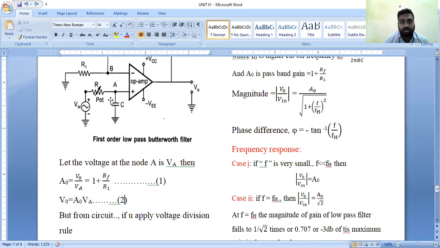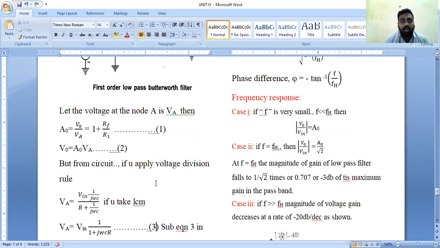So from this particular circuit of the non-inverting type operational amplifier, if we apply the gain to the specific function, what will be the gain value? The value V suffix A is equal to V input, after applying the voltage division rule in the above circuit.